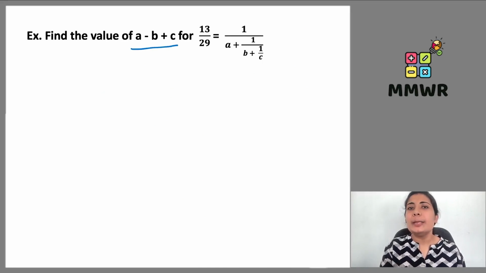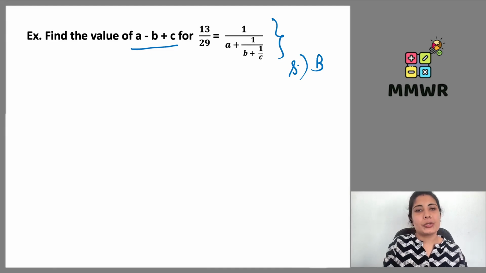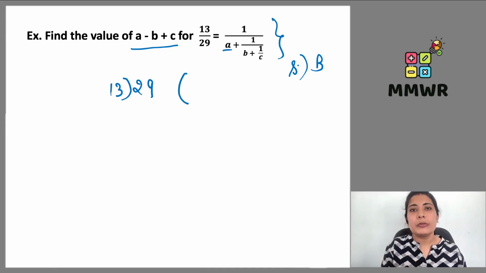We have to find the value of a minus b plus c, where we have to divide this 13 by 29 and write it in this format: 1 upon a plus 1 upon b plus 1 upon c. So again we will be dividing the big number by the smaller one, that's it. So let's divide this 29 by 13. While doing the division, the quotient will be equivalent to a, b, c, whatever the numerical variable part is.